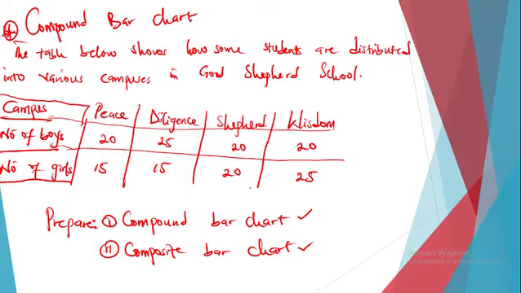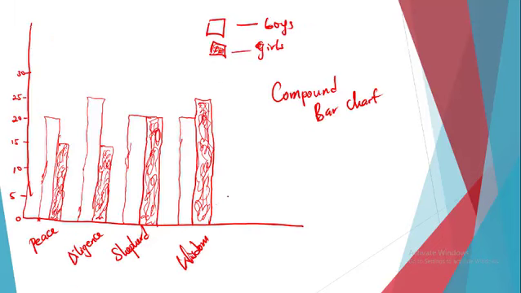Then after that, we are asked to draw what? The composite bar chart. The composite bar chart. The only difference between the composite bar chart and the compound bar chart is this: the values between the boys and girls are not added this way. They are not merged together, but you merge that of the girls on top of the value of that of the boys. Let me explain it better with a diagram.